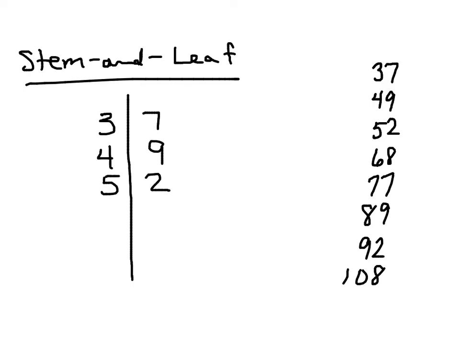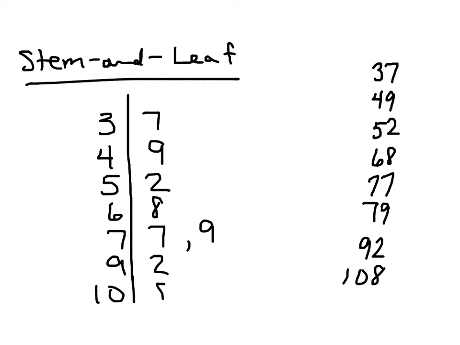I'm going to change one number real quick. I'm just going to change this to a 79, so you can see what happens when you have two of the same. Okay, so then you got a 6 and an 8, a 7, a 7, and then 9, like so. If you have more than one 70s number, for instance, you'd have 77, 79, like that, 92, and then 10 with an 8.